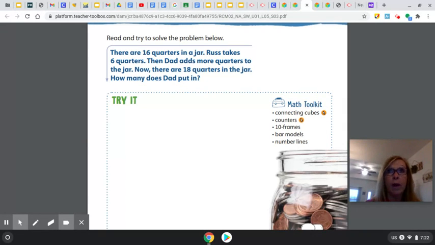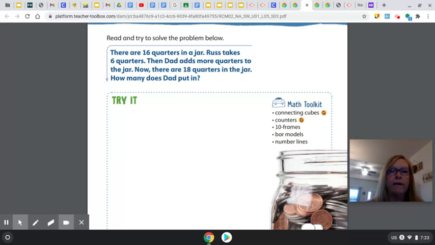So the real problem is I want to know how many Dad puts in. I know the total number, but now I get to start over. So I'm going to start with my first step. There are 16 quarters in the jar. Russ takes 6. So right there, I have a problem of 16 take away 6 equals some number. That's my first step. My second step, when Dad adds quarters to the jar, I know the total number. So I'm going to do another subtraction problem and take that total number and take away how many there were when Russ took his 6 quarters out. I hope that makes a little sense.